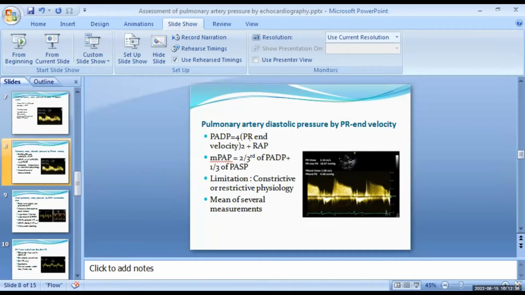pressure approximately 15 mmHg. Mean PAP can be also calculated from this method, that is 2/3 of PADP plus 1/3 of pulmonary artery systolic pressure. The limitation is the same as constrictive or restrictive physiology will cut short the Doppler signal and we cannot accurately assess the PA pressures. Mean of several measurements to be done to achieve the adequate number.